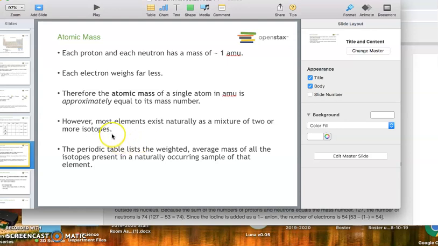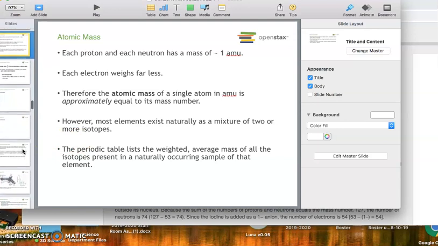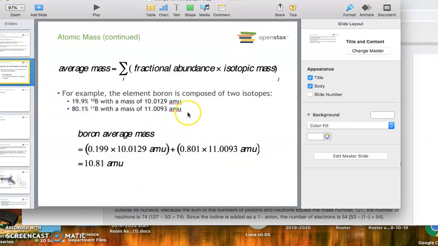So most elements exist naturally as a mixture of 2 or more isotopes, and that's definitely true. We see that because if you look at the atomic masses, they're not whole numbers, and that's because, again, those are average atomic masses on our periodic table. The periodic table lists the weighted average mass of all the isotopes present in a naturally occurring sample of that element. So how do we calculate average atomic mass?